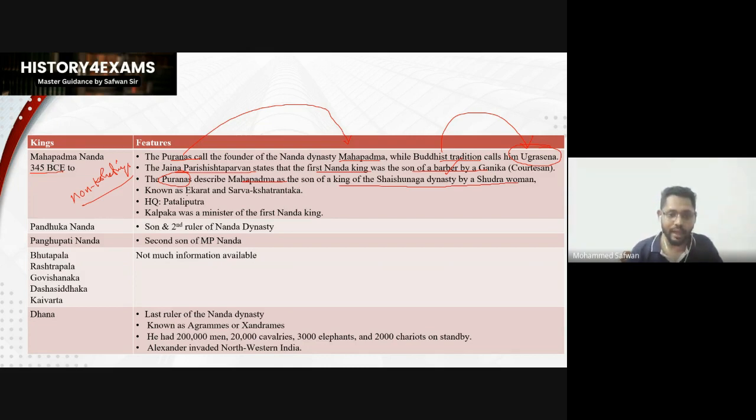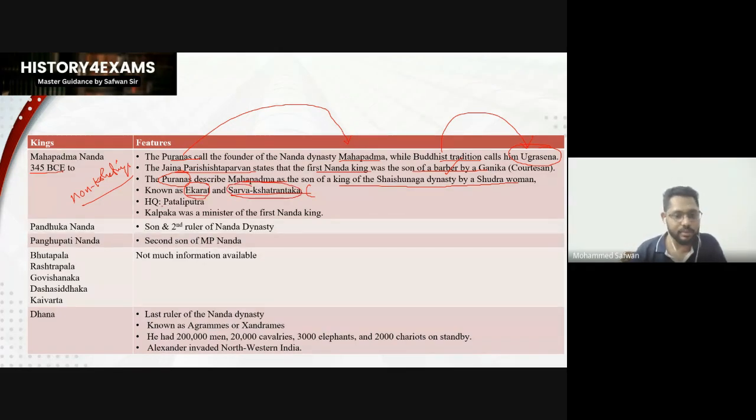He is also known as Ekarat and Sarva Kshatrantaka. Ekarat means the sole monarch, the supreme, and such words are used for Ekarat. Sarva Kshatrantaka means the slayer or the foe of Kshatriyas, meaning he was against the Kshatriyas. Such a reference can be seen about King Mahapadmananda. So he has the titles Ekarat and Sarva Kshatrantaka. You have to note these 2 titles.